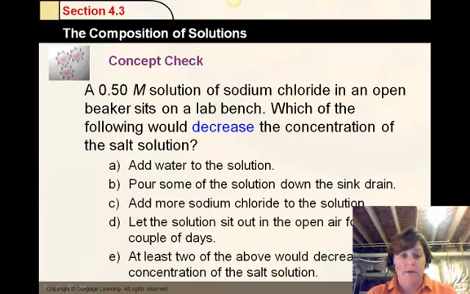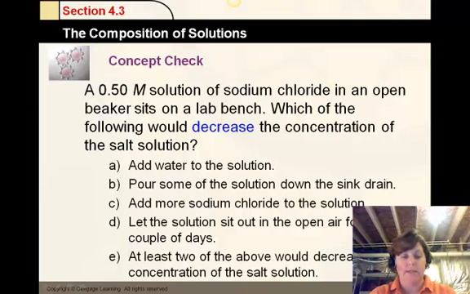So, for example, here is a 0.5 molar solution of sodium chloride in an open beaker that sits on a lab bench. Which of the following would decrease the concentration of the solution? Well, let's read the choices. If we add water to the solution, or pour some of the solution down the sink drain, or add more sodium chloride to the solution, or let the solution sit out in the open air for a couple of days, or at least 2 of the above would decrease the concentration.